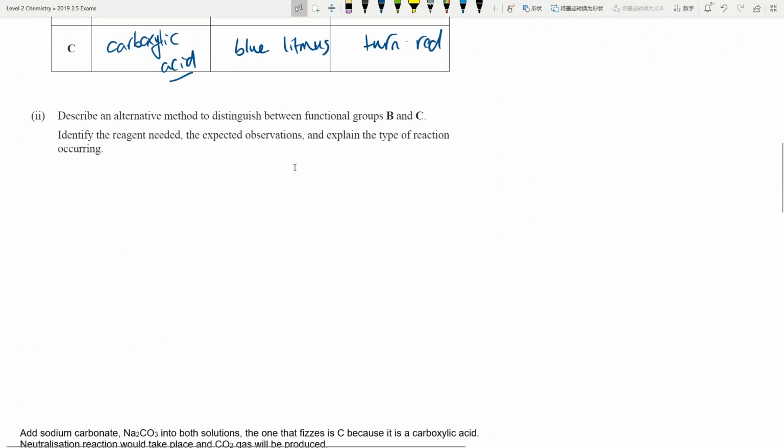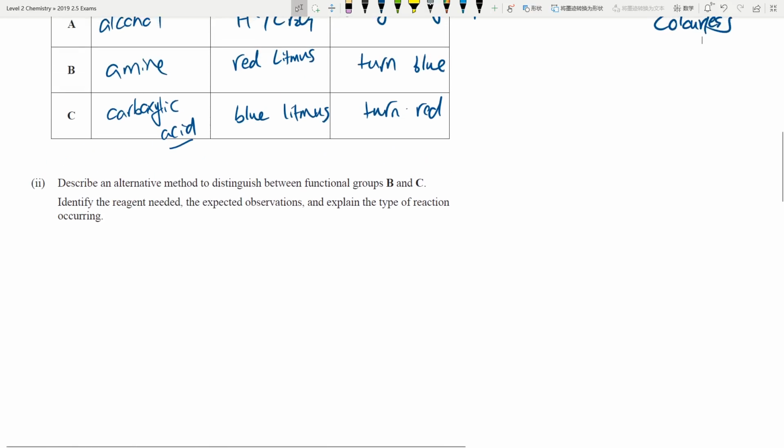Next part: describe an alternative method to distinguish between B and C. Identify the reagents needed, the expected observation, and explain the type of reaction. So this is kind of linking to level 1 chemistry, level 1 acids and bases, because an amine is a base, and a carboxylic acid is an acid. So how did you distinguish acids and bases from level 1? They said we want to use a reagent, the exact observation, and explain the type of reaction.